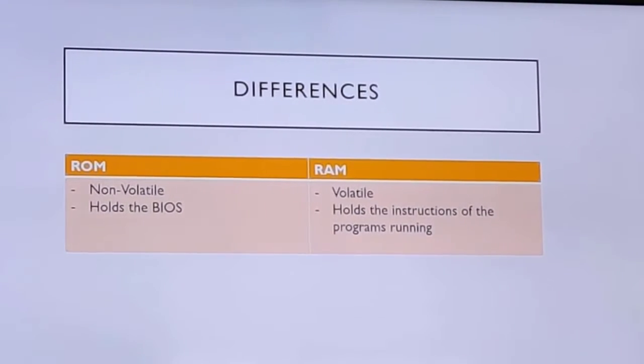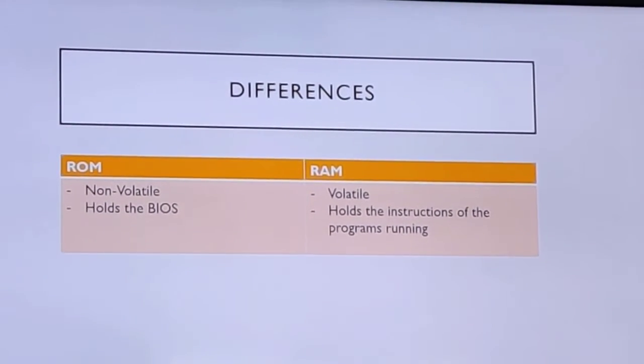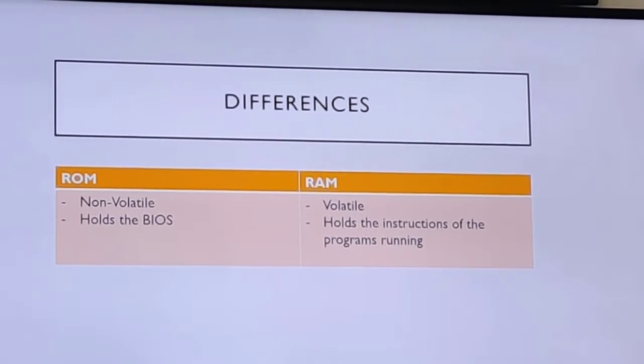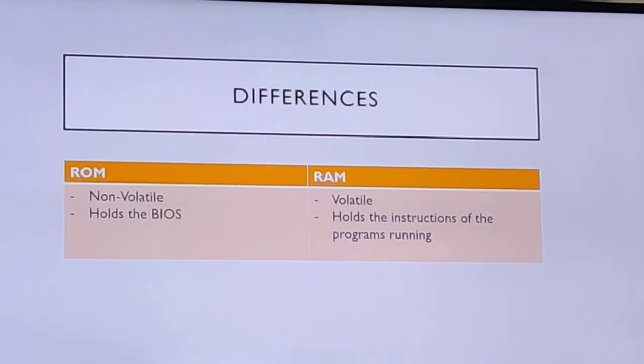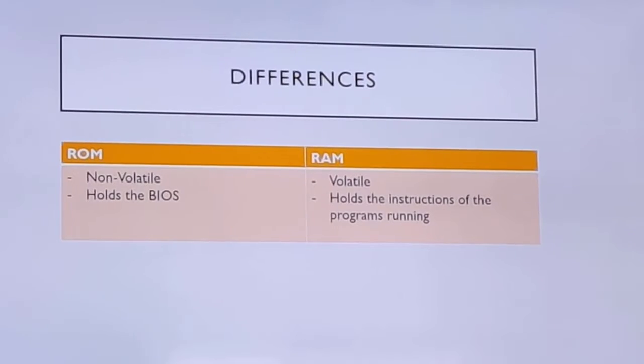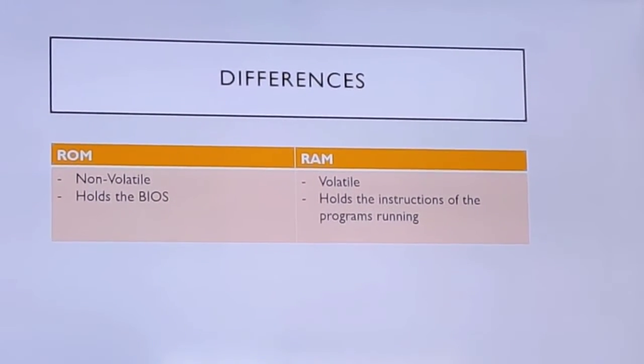And the difference is, ROM is non-volatile and it holds the BIOS, which is the startup instructions to the computer, whereas RAM is volatile and mainly holds the instructions of the programs that are running at the moment.